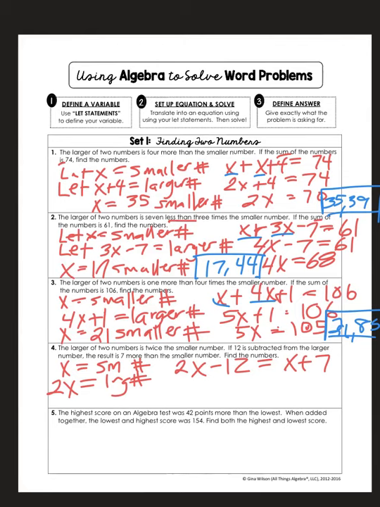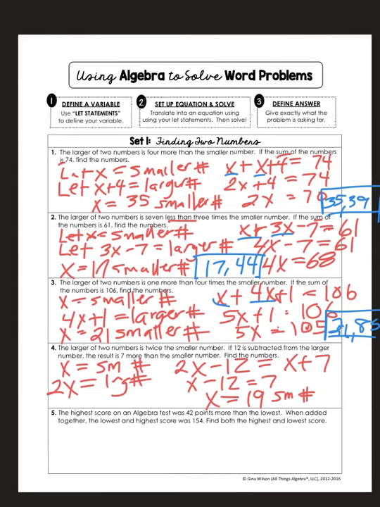All right, so we have variables on both sides. Subtract x from both sides, and we get x minus 12 equals 7. Add 12 to both sides, and we get x equals 19. This is the smaller number.